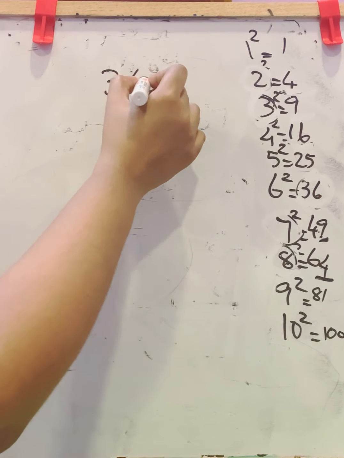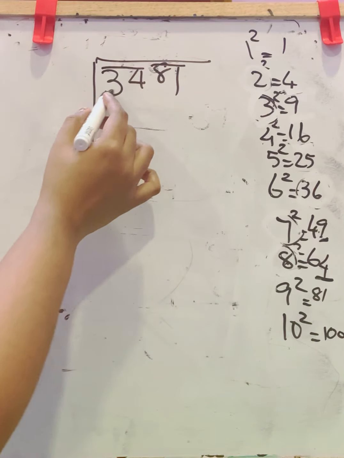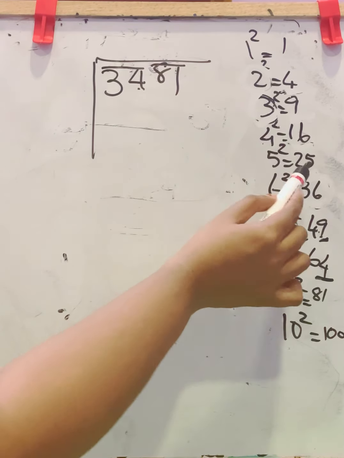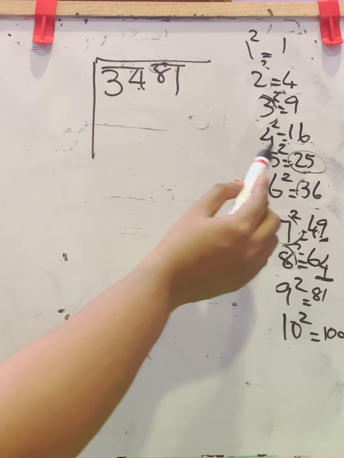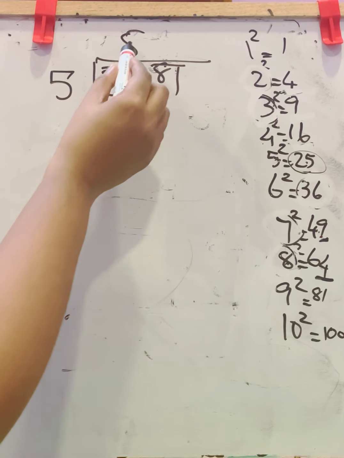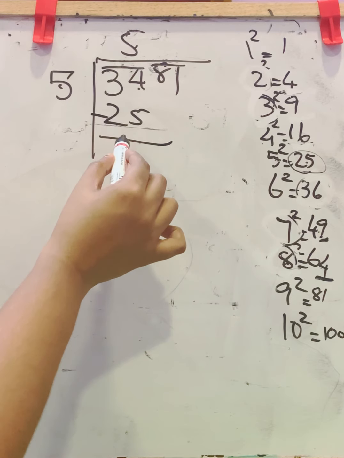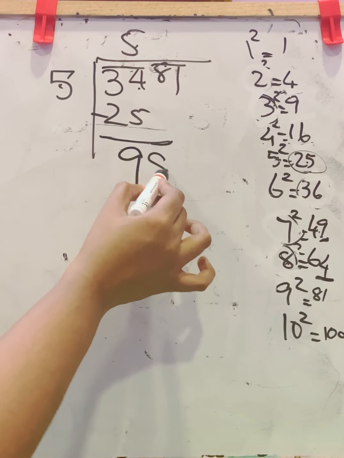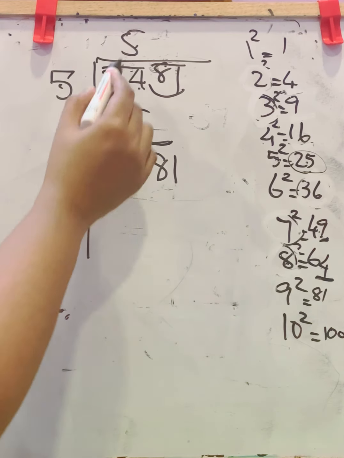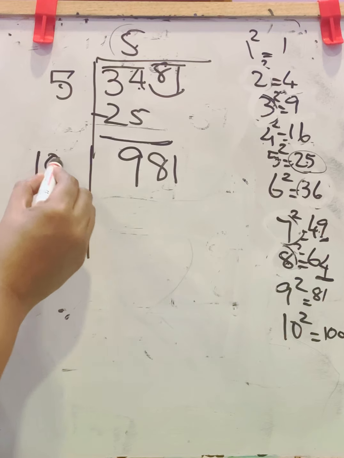Next, 3481. Pair it. Now 34. 34 lies between 25 and 36, and the smallest number is 25. So 5 5s are 25. Put here 5, here also 5. 5 5s are 25. Now subtract this, you will get 9. Carry down this 81. This is a pair, so carry down. Now double this number above. 5 2s are 10.